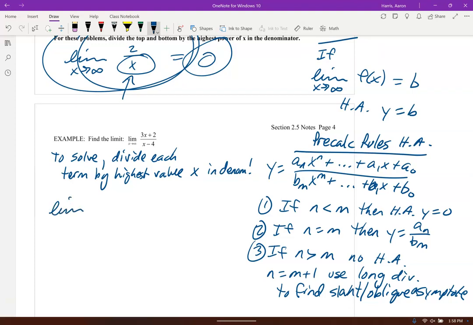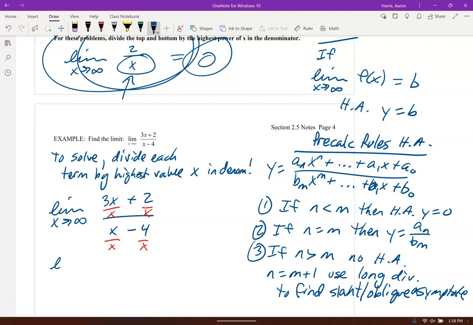So what we have is 3x plus 2 over x minus 4. I'm looking at my denominator and saying, okay, the 4, that's a degree 0. The x, that's a degree 1, x to the 1. So I'm going to take that x and divide everybody by x. In other words, I'm multiplying the bottom by 1 over x, which means I have to multiply the numerator also by 1 over x. So each of those will divide by x.